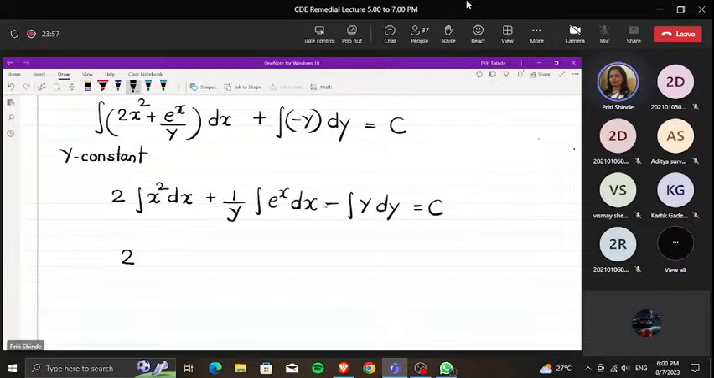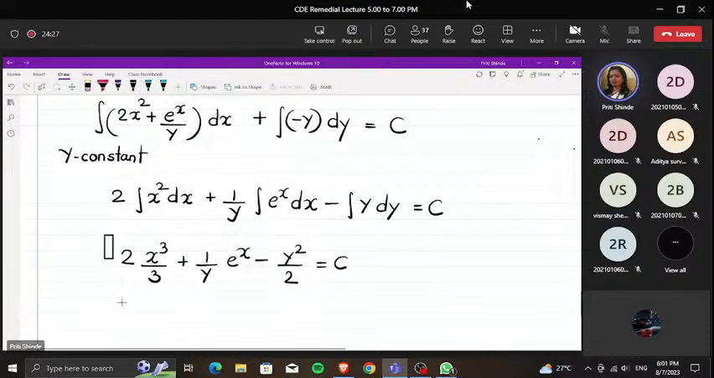Integration of x square, x cube by 3. Correct, it's x cube by 3. 1 upon y, integration of e raised to x is e raised to x. Correct. Integration of y is y square by 2. Correct. Y square by 2 is equal to C. So this is your final solution.